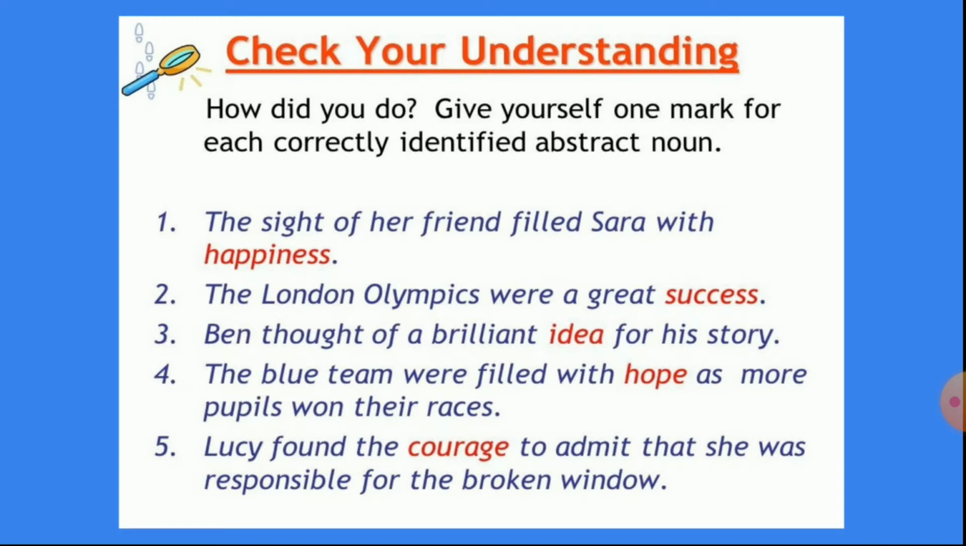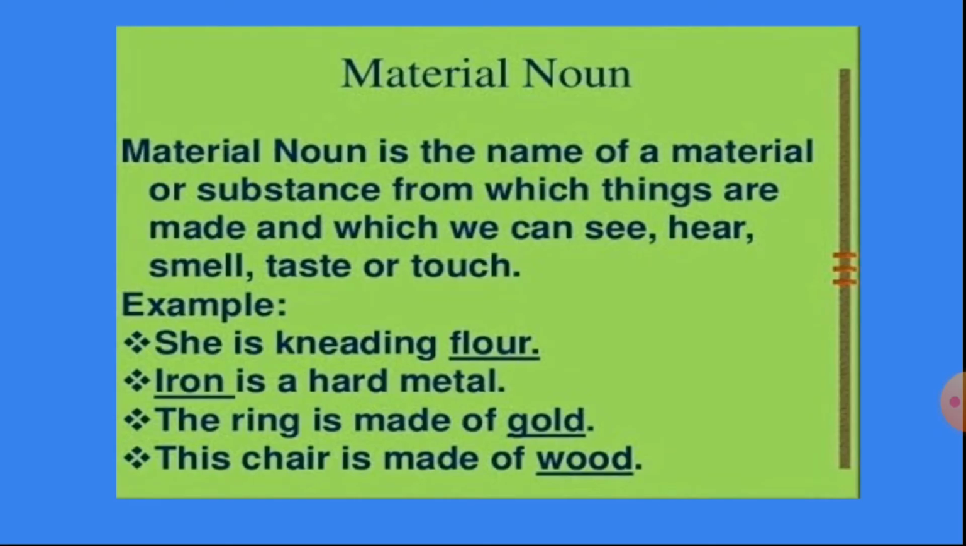The blue team were filled with hope as more pupils won their races. Hope is an abstract noun. Lucy found the courage to admit that she was responsible for the broken window. Courage is an abstract noun. Let us go to the next type of noun, that is material noun.